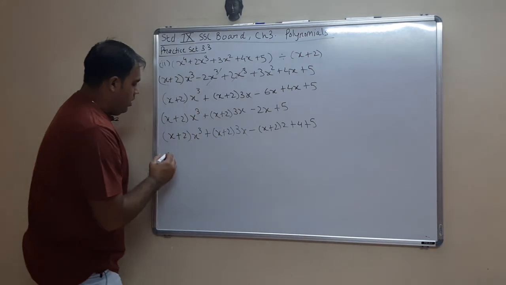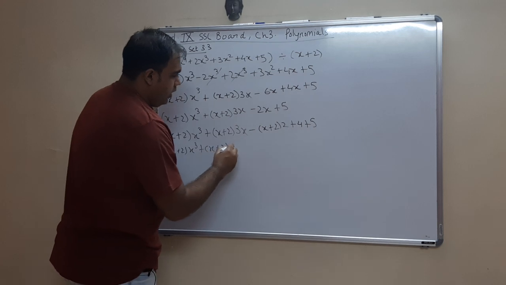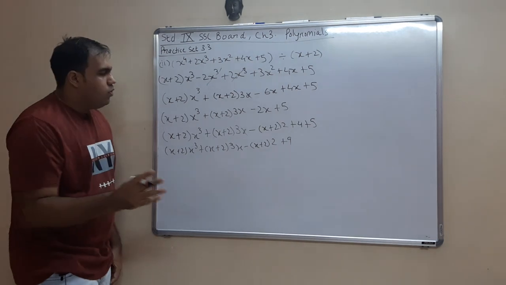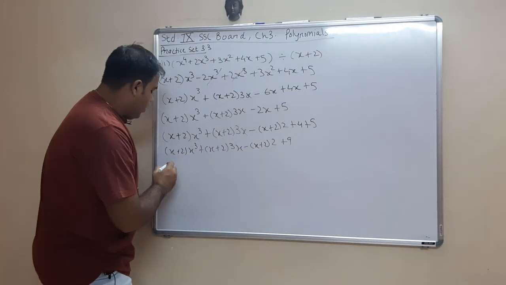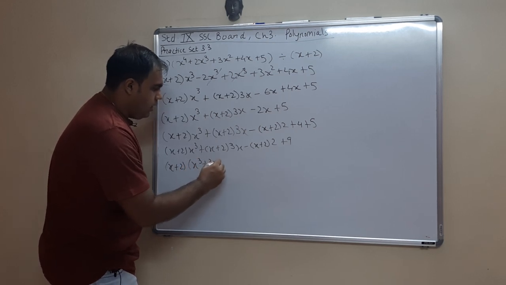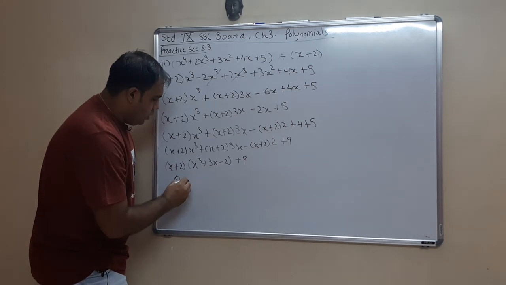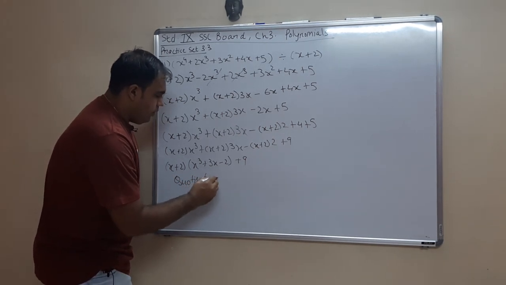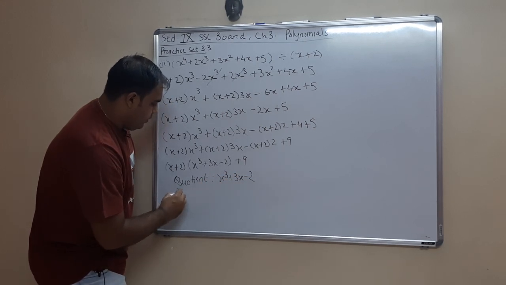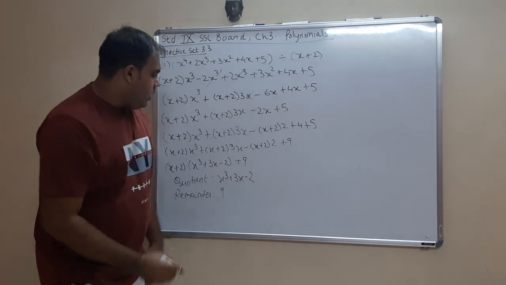So here this will add up, and we have x plus 2 into x cube plus x plus 2 into 3x minus x plus 2 into 2 plus 9. So now we can take x plus 2 common. So x plus 2 will be common, times x cube plus 3x minus 2, and plus 9. So what is the quotient here? Quotient: x cube plus 3x minus 2, remainder: nine. That is the final answer.